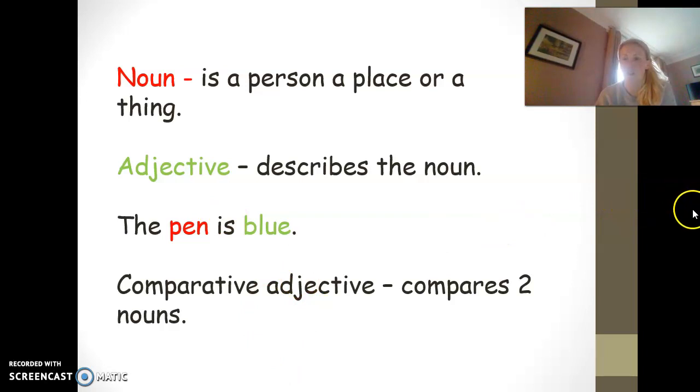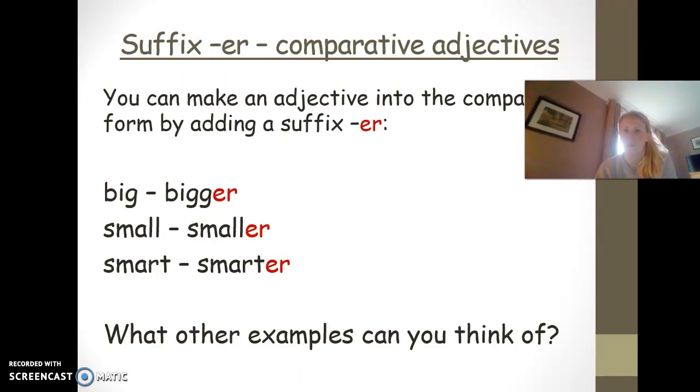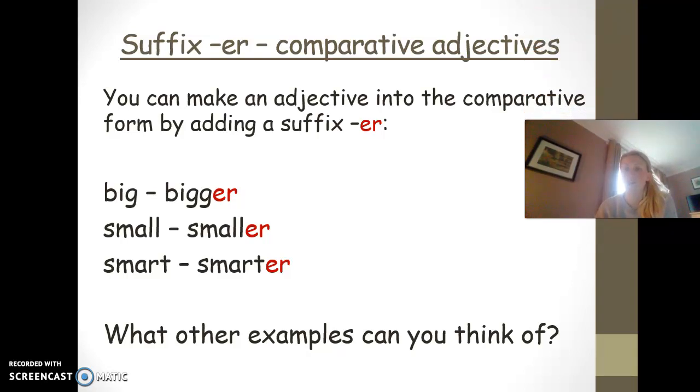Okay, so we're going to have a look at this. Let me move this down. So you can make an adjective into a comparative form by adding the suffix. Okay, so if I had the word big, okay, that is an adjective, isn't it? Big, because it's describing something. And if we're saying bigger, that is comparing, isn't it? So you might have: Tom is bigger than Awais. You are comparing Tom and Awais. Tom and Awais are both a noun, aren't they? You are comparing the two nouns.